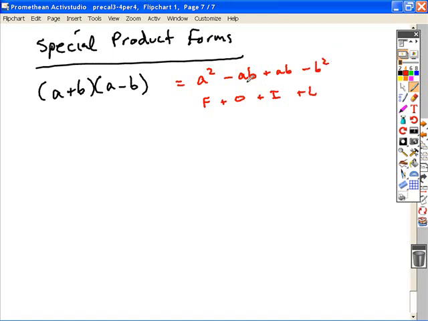Well, what's going to happen is always for the sum and difference of terms, these outer and inner products will cancel, leaving just the difference of squares. And so that's the shortcut. You don't need to go through the FOIL process. You just need to be able to recognize that when you multiply the sum and difference of the same terms, you can simplify its product by just finding the difference of the squares of the outer terms.